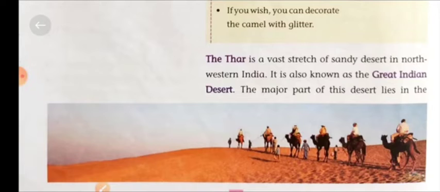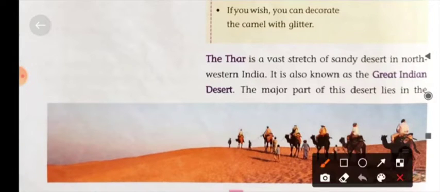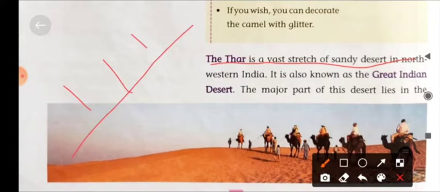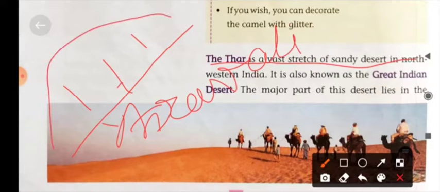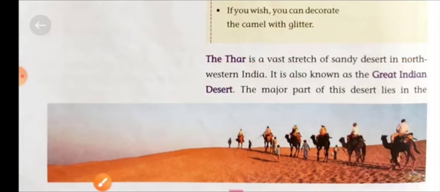The Thar is a west stretch of sandy desert in northwest India. It is also known as the Great Indian Desert. Students, the Thar Desert is a vast stretch of sandy desert in the north. It lies beyond the Aravalli range. This is the Aravalli range, okay, and towards the western part of the Aravalli range, the desert region found is called the Great Indian Desert also.